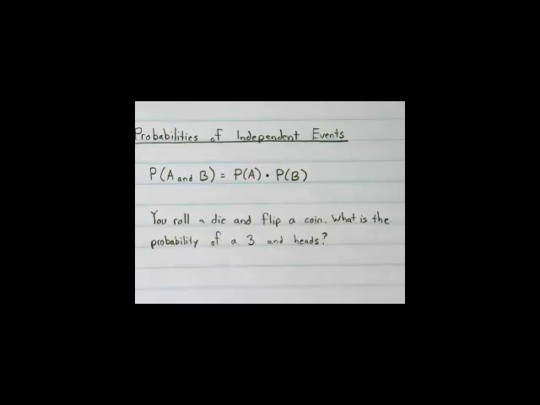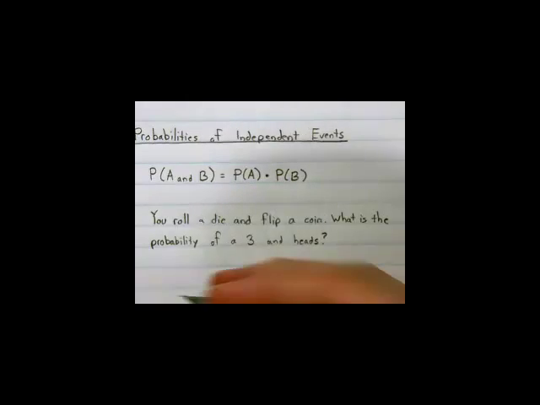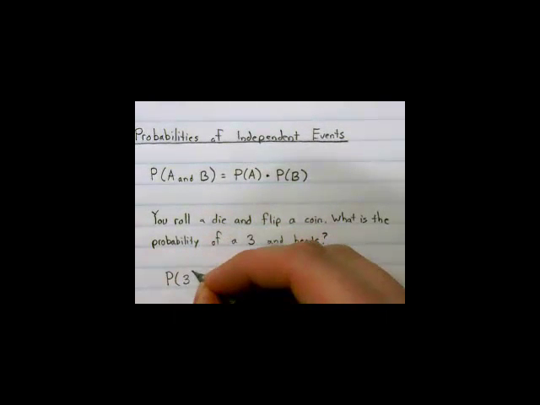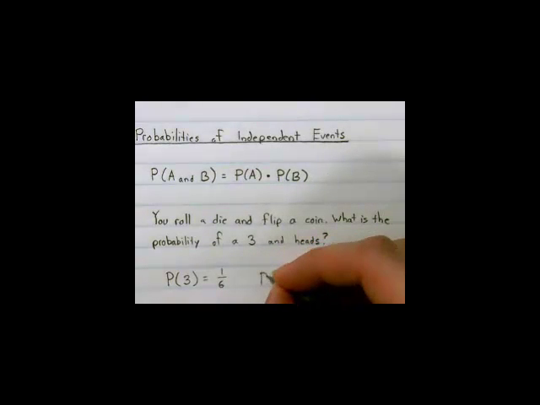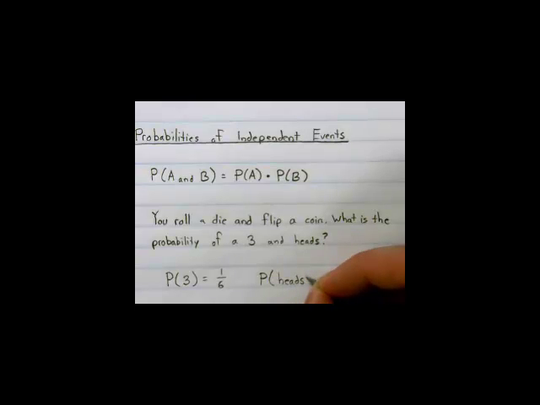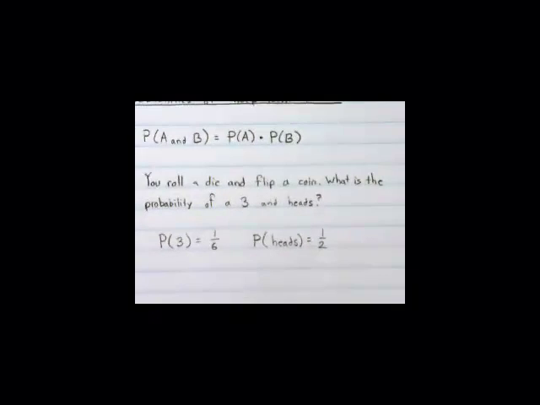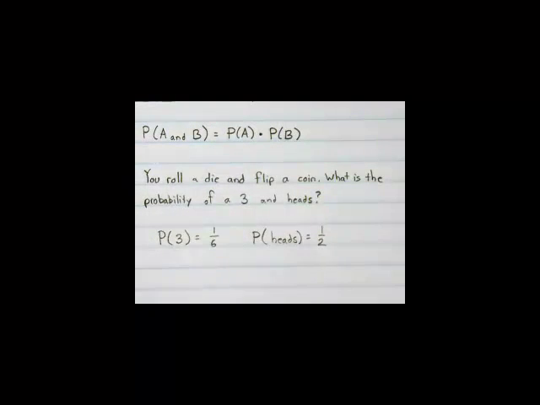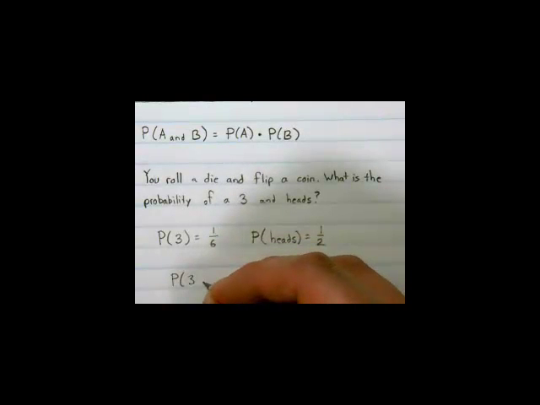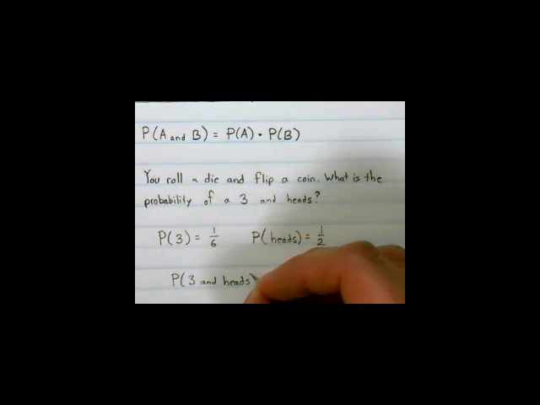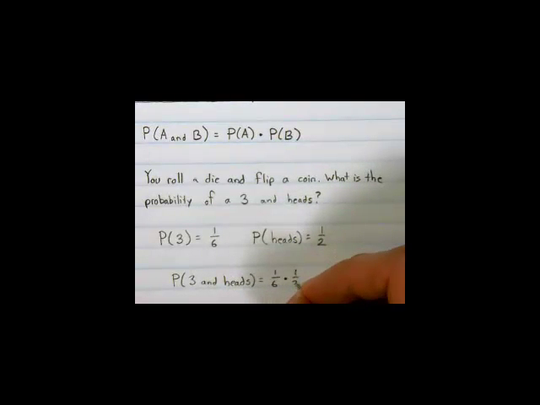Or you could ask yourself, if rolling the die is event A, what's the probability of a 3? 1/6. If this is event B, what's the probability of a heads? 1/2. So the probability is 1/12. Okay, so the probability of a 3 was 1/6. So the probability of 3 and heads is equal to 1/6 times 1/2. It's 1/12.